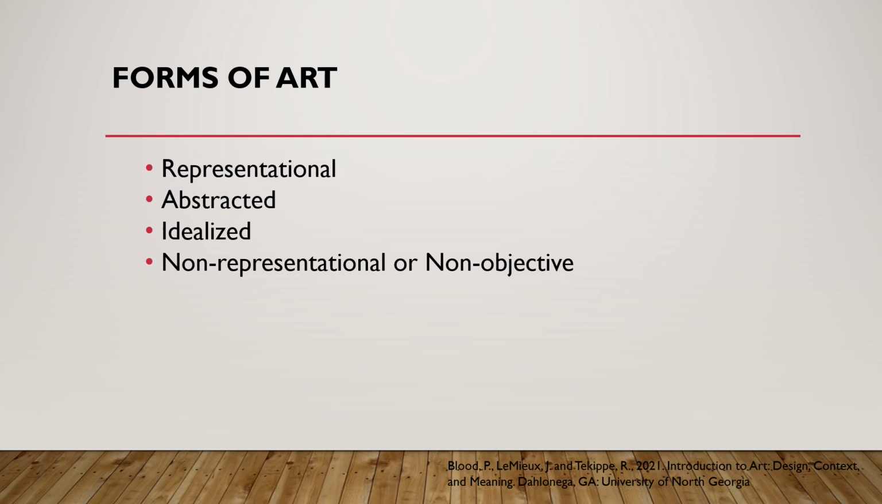Now, when we talk about forms of art, it can get very confusing. Sometimes a three-dimensional object is considered a form. But if you think about form as the way that an artist is representing the subject matter that they're choosing, it might help a little bit more. So basically, the forms of art that we're going to be talking about are representational, abstract, idealized, and non-representational or non-objective.